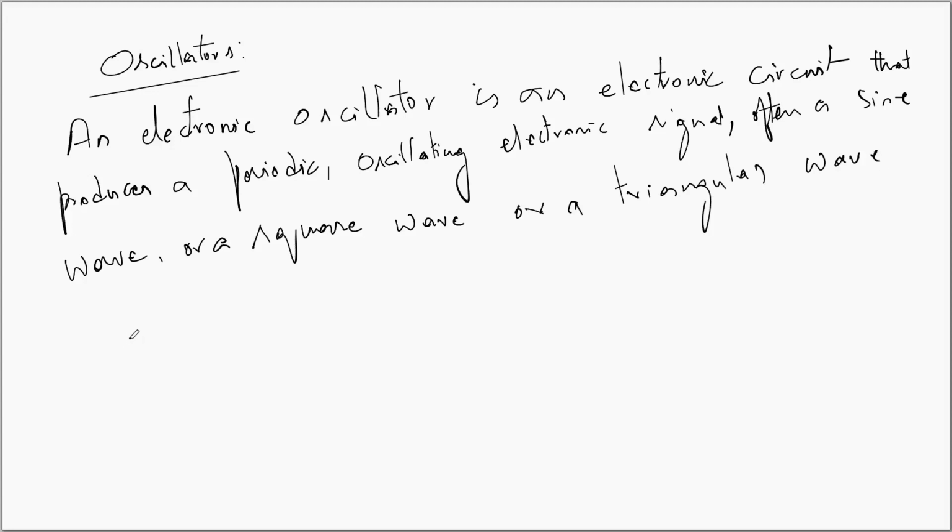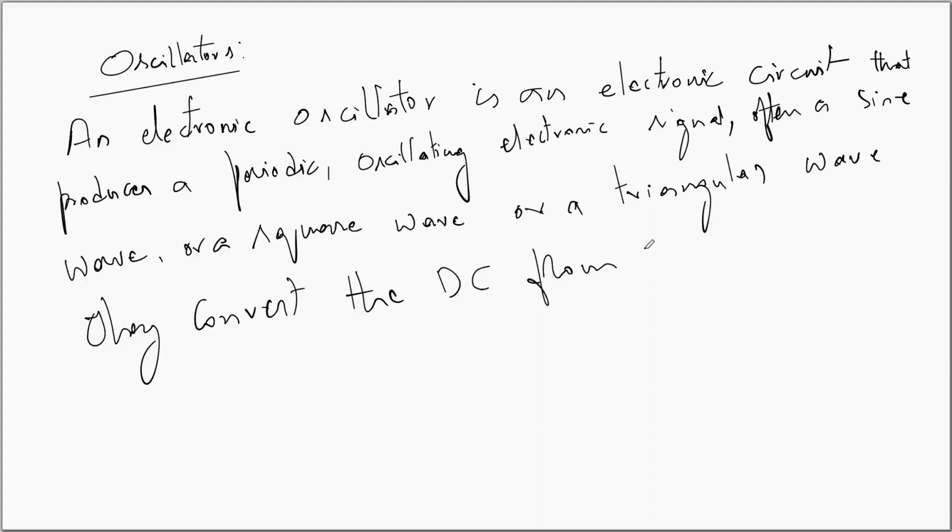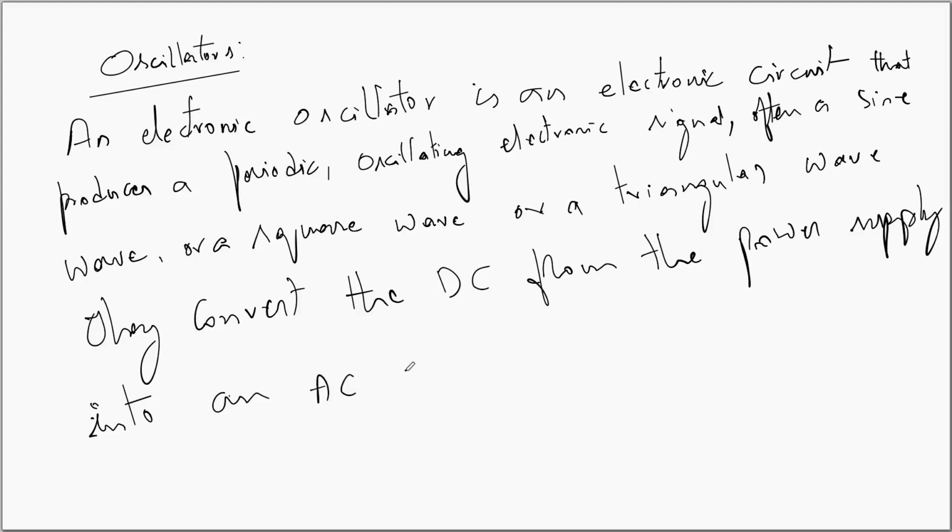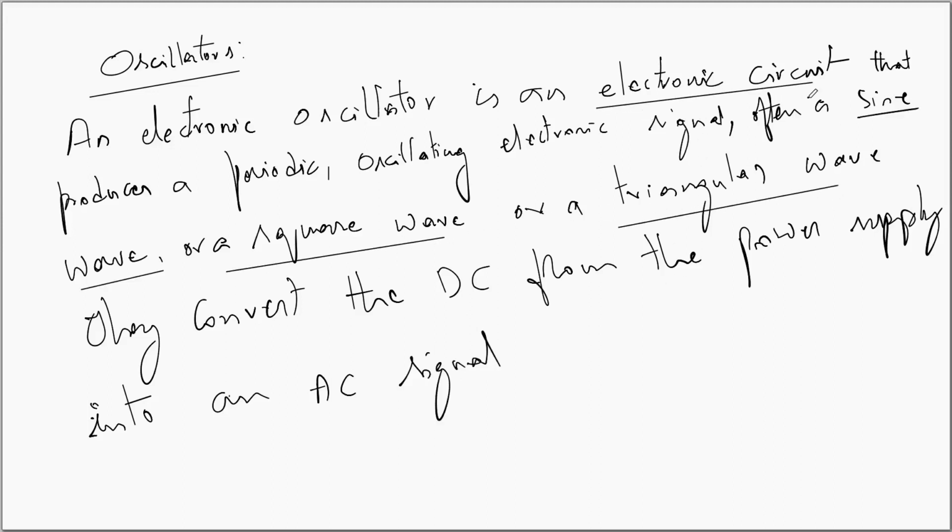These oscillators convert the DC, the direct current from the power supply, into an AC signal. And the signal can be in the form of a sine wave or a square wave or a triangular wave. Essentially, it is an electronic circuit, and this electronic circuit produces oscillating electronic signals by converting the DC power from the power supply. They produce the AC signals.